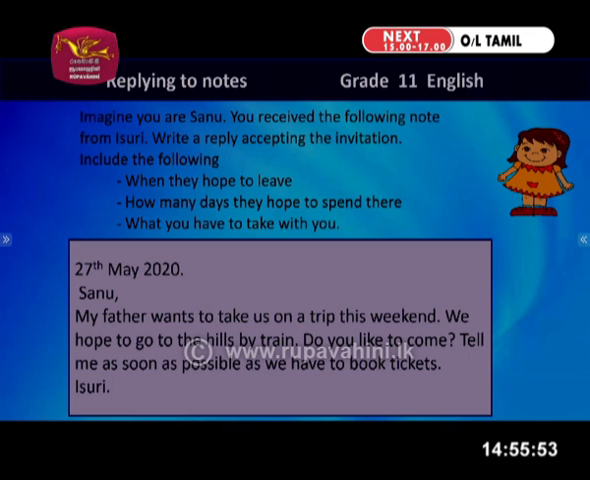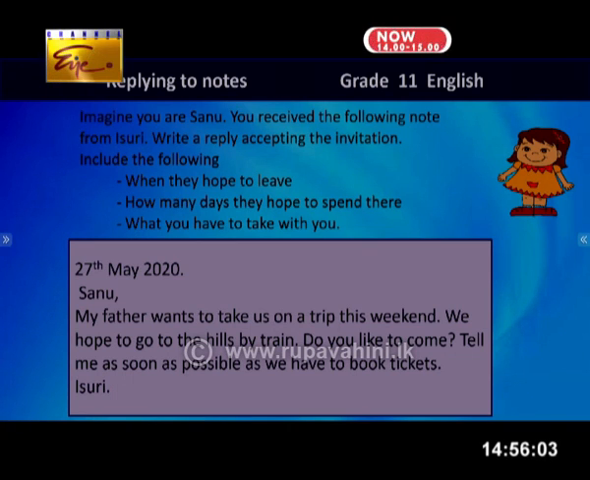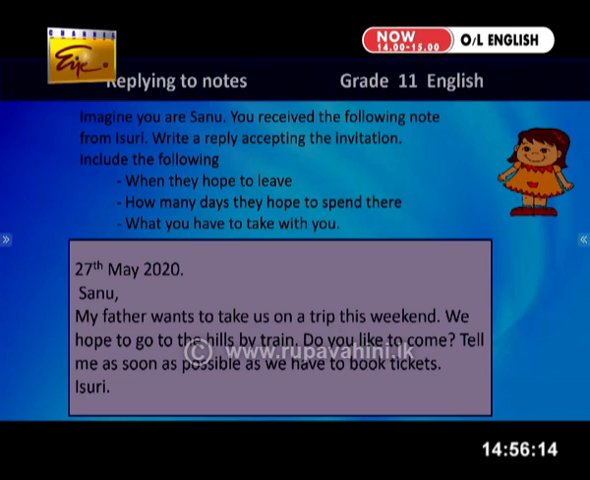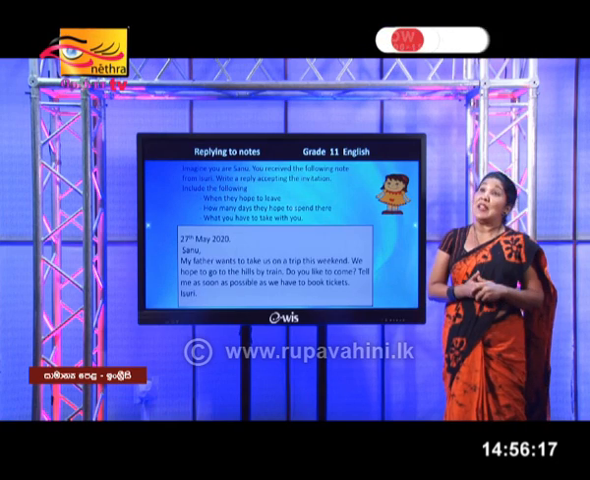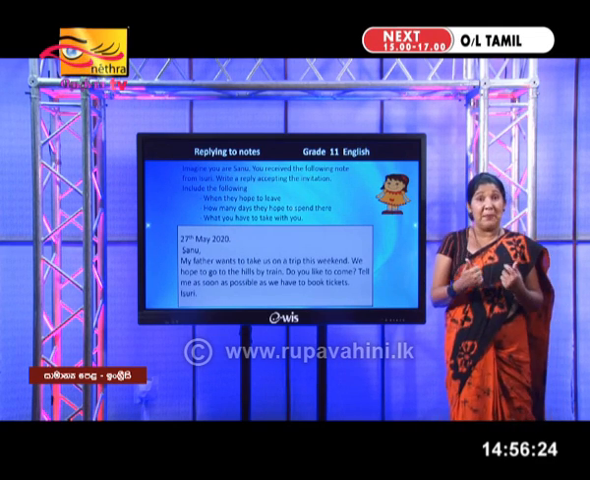27th May 2020, Sanu. My father wants to take us on a trip this weekend. We hope to go to the hills by train. Do you like to come? Tell me as soon as possible as we have to book the tickets. So in the instruction above, it's told you to be Sanu and accept the invitation. So you know what you should do.